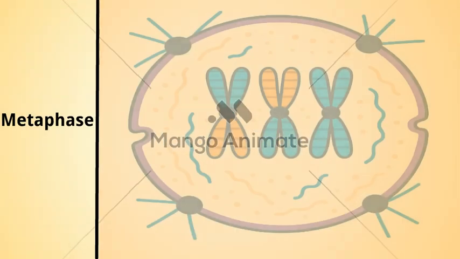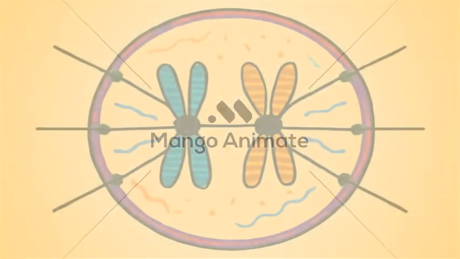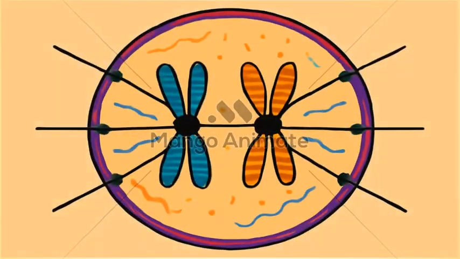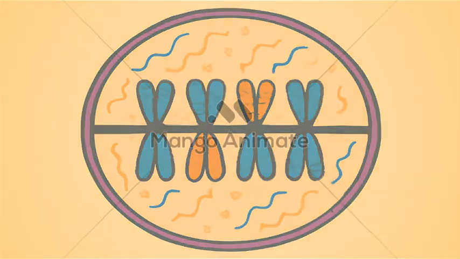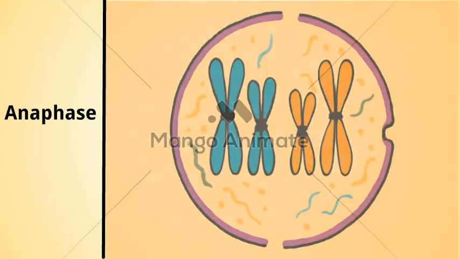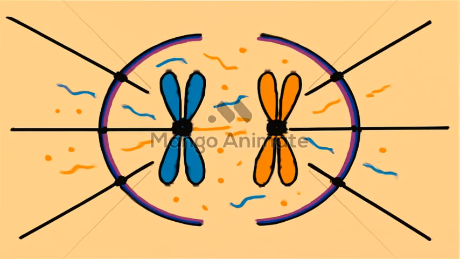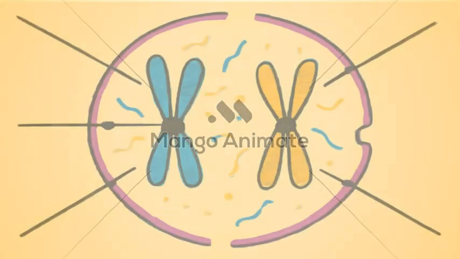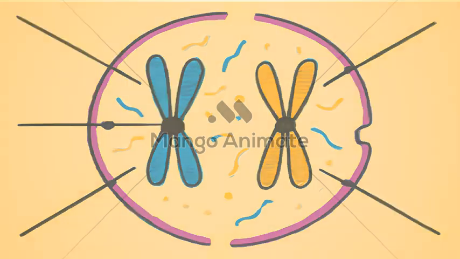Metaphase. Chromosomes line up along the metaphase plate, the cell's equator. Spindle fibers attach to the centromere of each chromosome from opposite poles of the cell. Anaphase. The centromeres split, and the spindle fibers pull the sister chromatids apart to opposite poles of the cell. Once separated, each chromatid is considered a full-fledged chromosome.